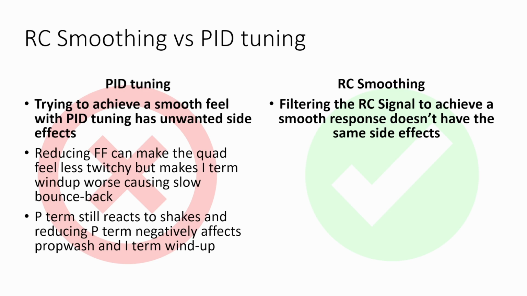So if you're looking for a smooth feel, RC smoothing is the way to go. Don't use any of the PID tuning approaches, reducing feed forward or reducing P term or anything like that, because you're actually going to end up having a quad that flies less well at the end of it.